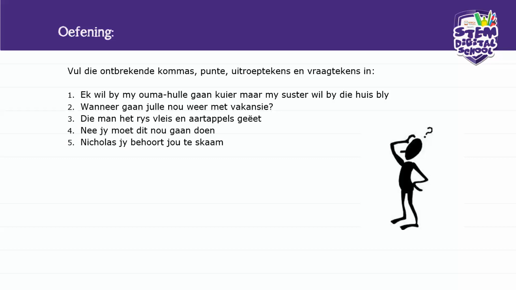Okay, so the next one, Nicholas, jy behoort jou te skaam. Okay, Tiana, you can put it that way, but for the sentence you actually need a comma, because remember the rule is after a name there should always be a comma. So just like Angelina typed it there, Nicholas, jy behoort jou te skaam. So there you go. Nicholas, jy behoort jou te skaam. And with a full stop in the end.